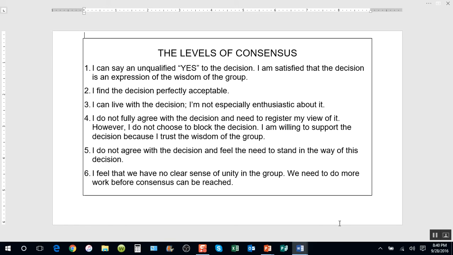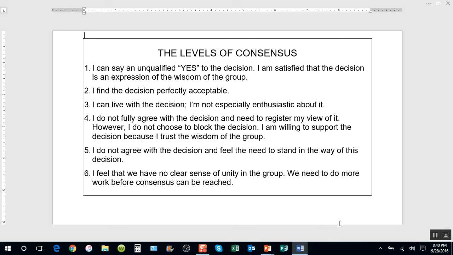So if you read number 1, it says, I can say unqualified yes to the decision. I am satisfied that the decision is an expression of the wisdom of the group. So that person is in agreement. Number 2, I find the decision perfectly acceptable. It sounds like that person's in agreement. Number 3, I can live with the decision. I'm not especially enthusiastic about it. When we start to get into number 3 and number 4, we start to see that people are kind of directionally agreeing. There's a couple of things they don't like, but number 3 really is agreement.